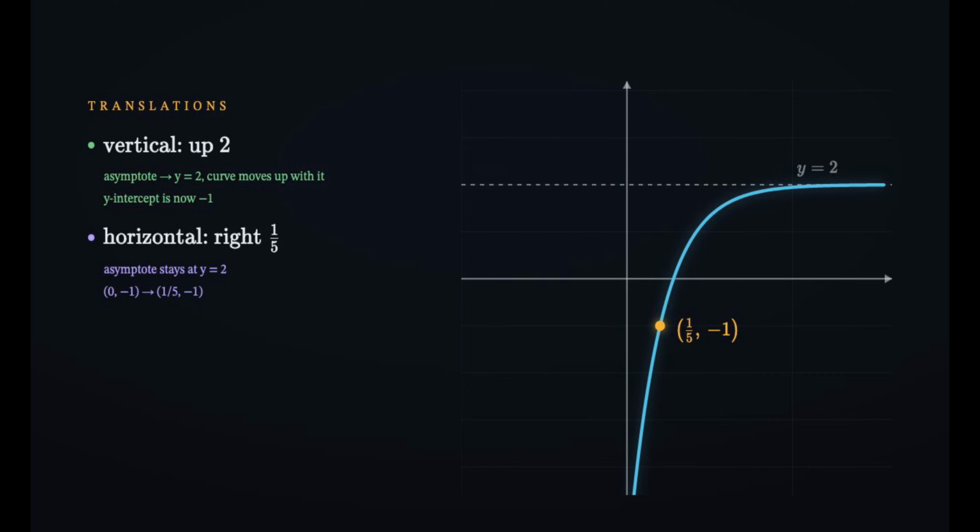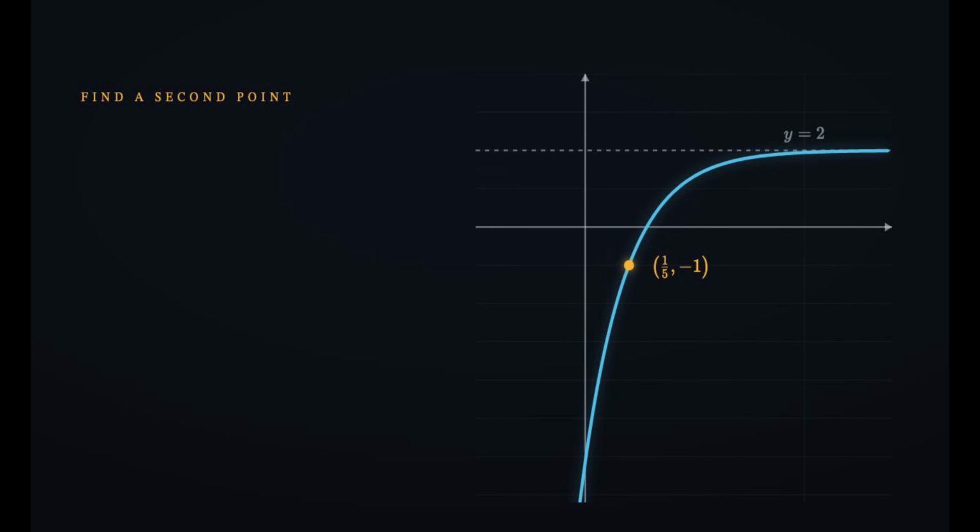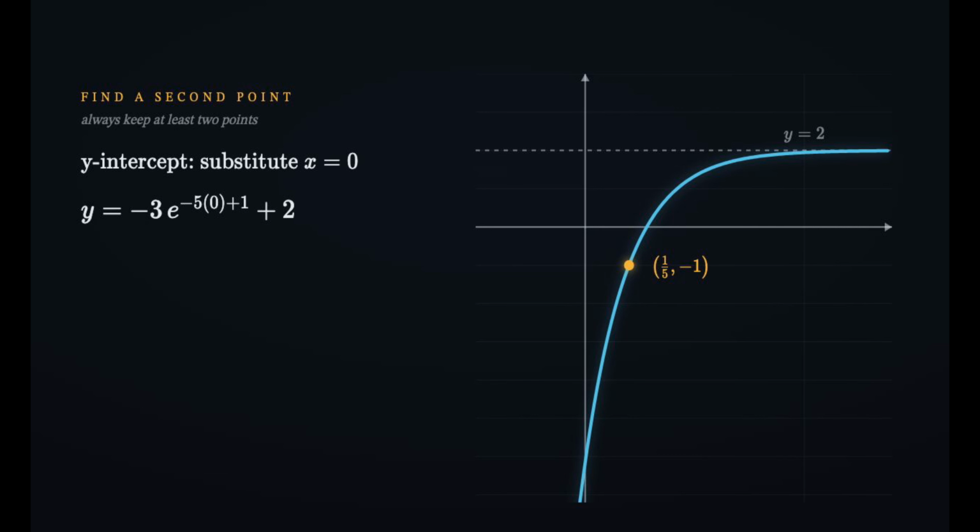Looks nice. Alright, we've done all the transformations, but it is always good to have at least 2 points on the curve, so let's find another one. Let's find the y-intercept, since we lost it after the horizontal translation. Substitute x equals 0. y equals minus 3 times e to the power of minus 5 times 0 plus 1, plus 2, which is equal to minus 3 times e plus 2, which is equal to minus 3 times 2.718 plus 2, which is approximately minus 6.15.